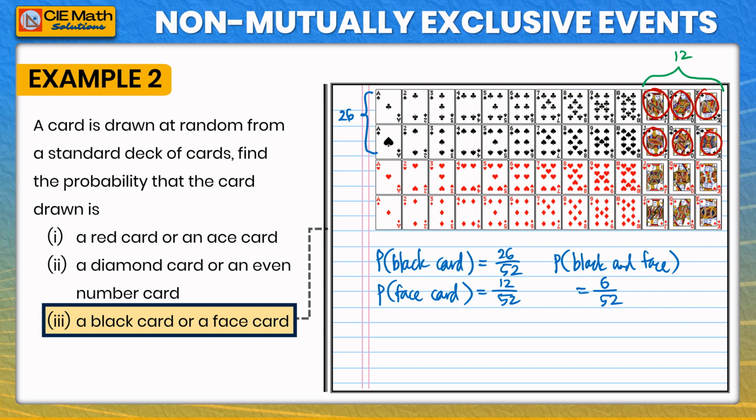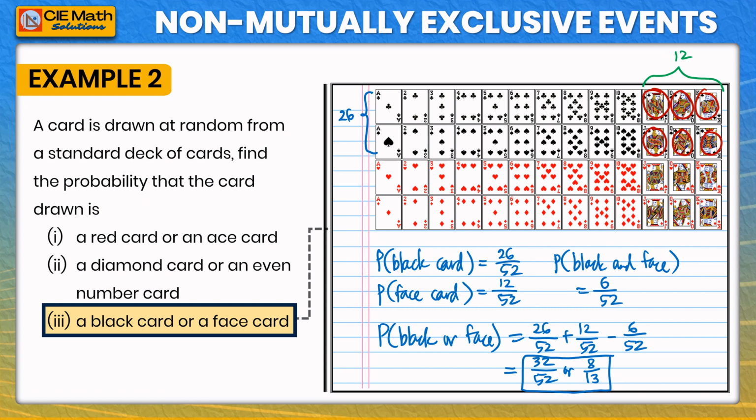So if we are finding the probability of a black or a face card, since they are non-mutually exclusive, we will add them. 26 over 52 plus 12 over 52, but we need to subtract the common between them. Adding these probabilities, we have 32 over 52, or in simplest form, 8 over 13. The probability then of getting a black card or a face card is equal to 32 over 52 or 8 over 13.